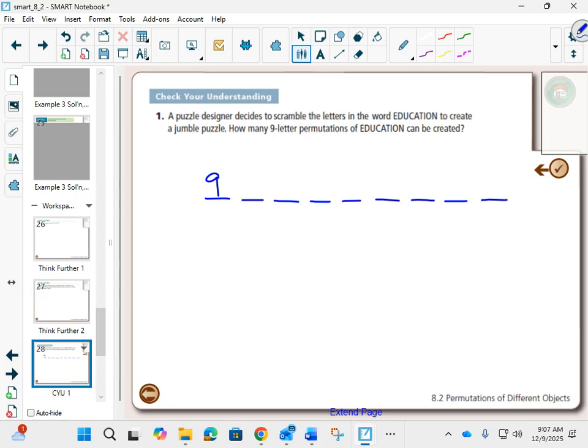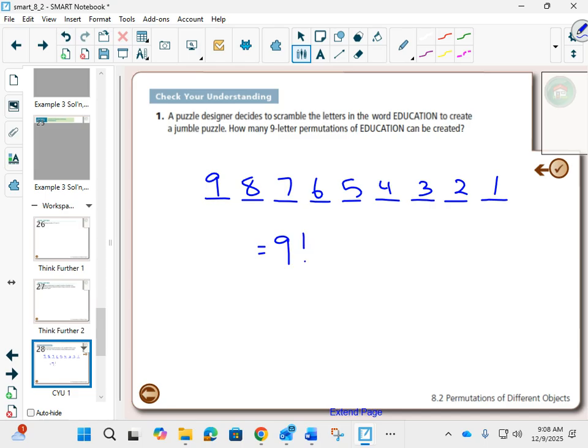Then your second decision is affected by your first decision, because if you decided to start with the letter E, now you only have 8 choices left. And once you've made that decision, now there's only 7 letters left. Then 6, then 5, then 4, then 3, then 2, then 1, which is the same as 9 factorial.